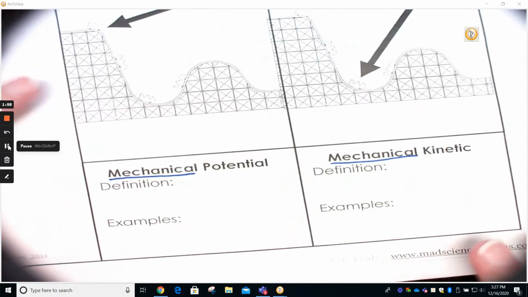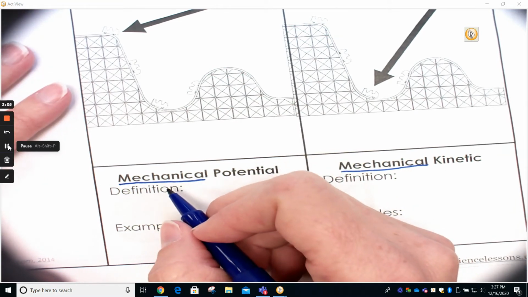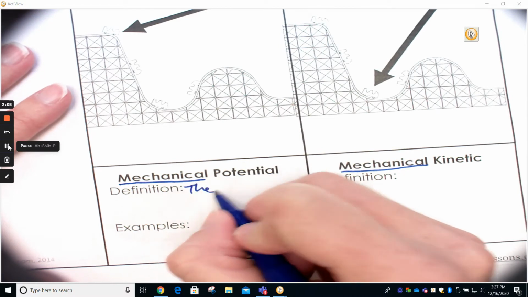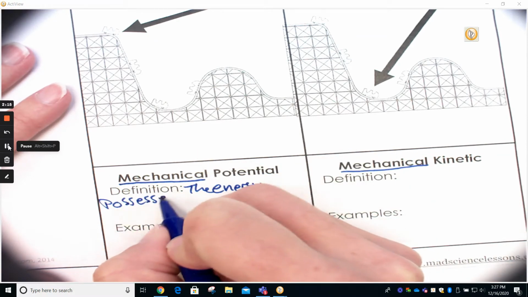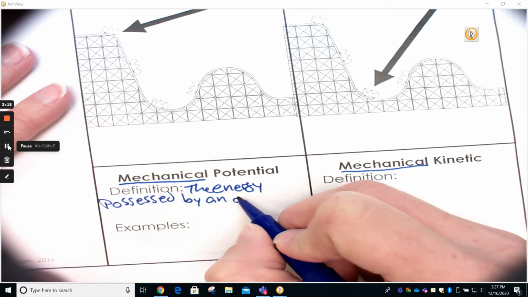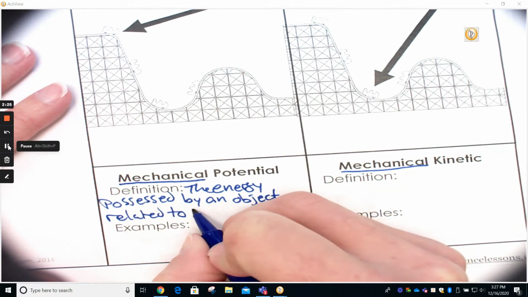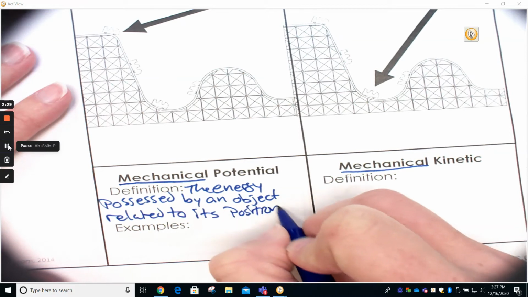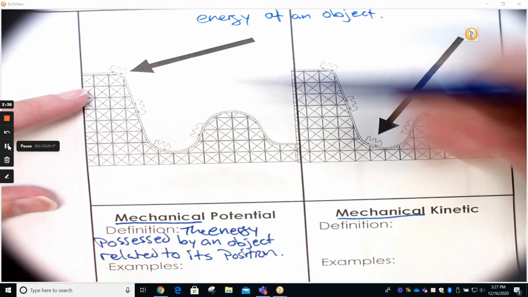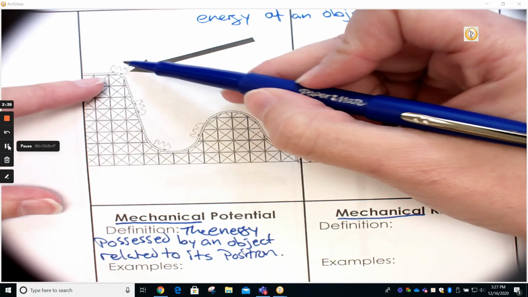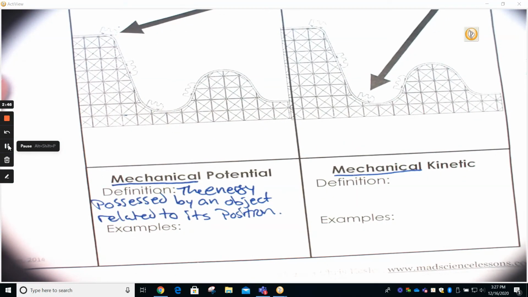Okay, so let's look at mechanical potential first. And the definition of this is the energy possessed by an object related to its position. Now, that kind of makes sense because you remember what affects potential energy? Height affects potential energy. So right here, this car has a ton of potential because it's way up off the ground, right? It's height and mass that affects it. So the energy possessed by an object related to position.